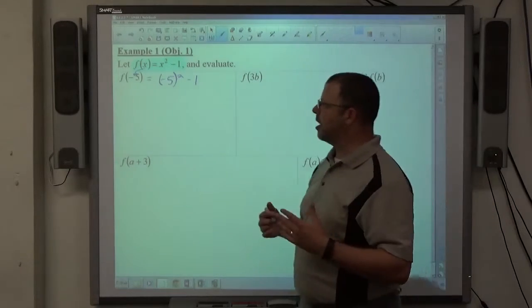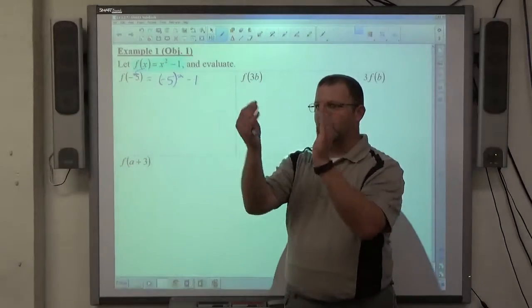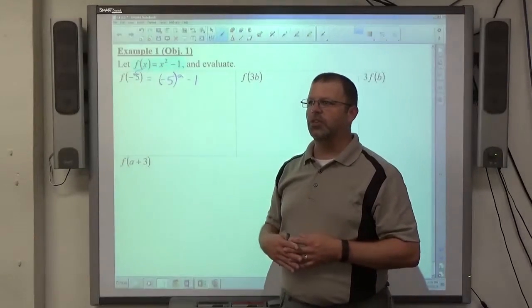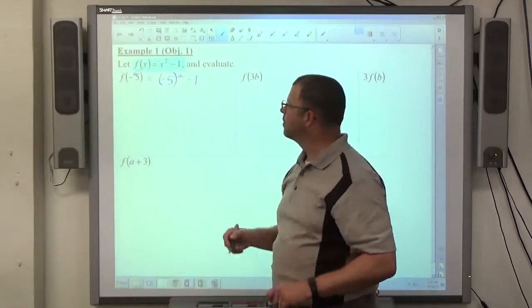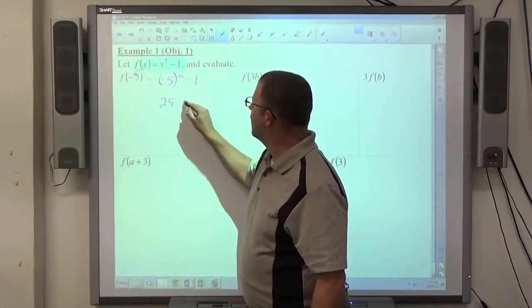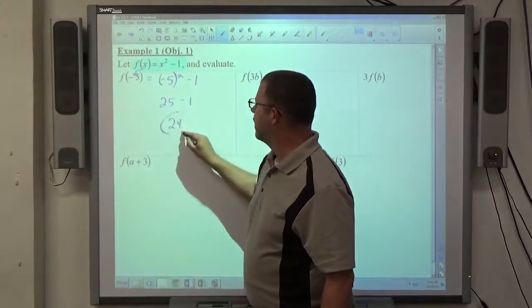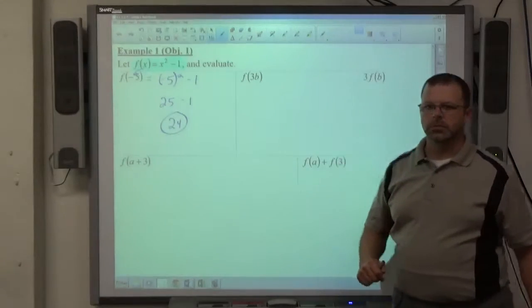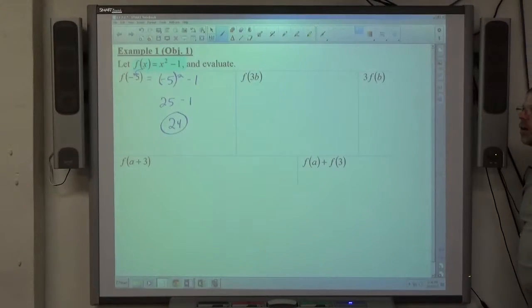Typically what I do when I substitute is put parentheses around my substitution until I see the parentheses aren't necessary anymore. Then it's just an evaluation. Negative 5 squared is 25. 25 minus 1 is 24. The answer is 24. So that's again numerical evaluation.